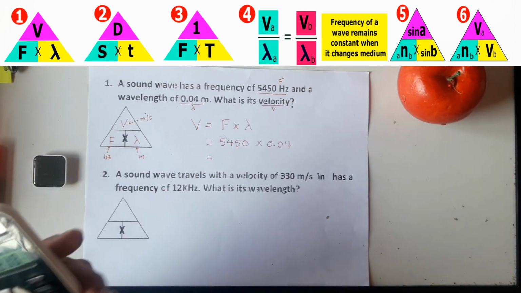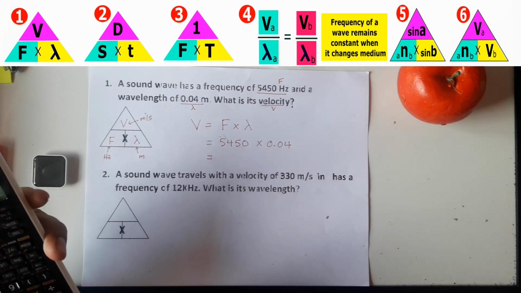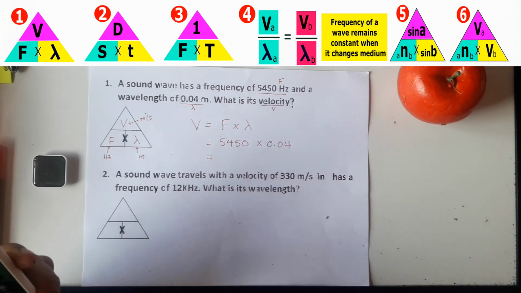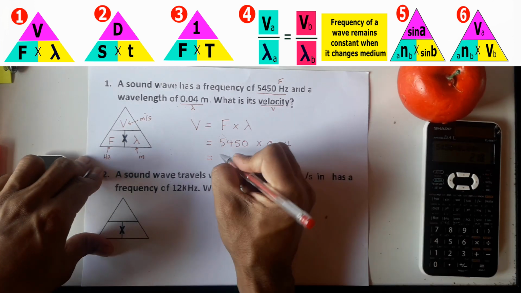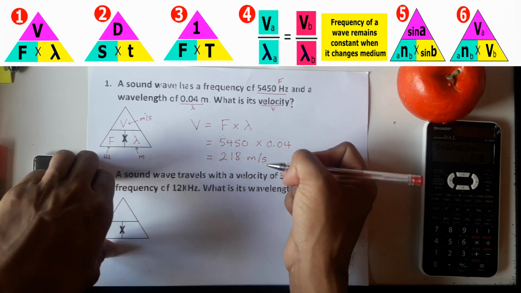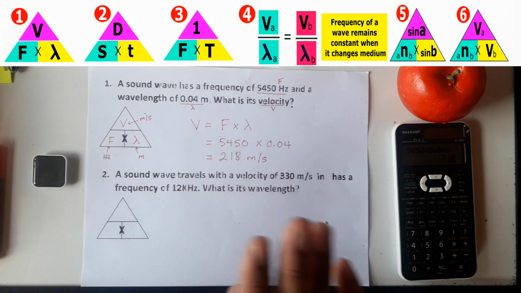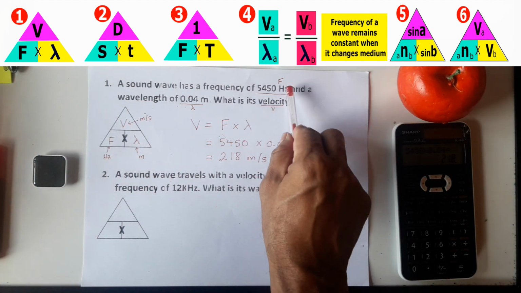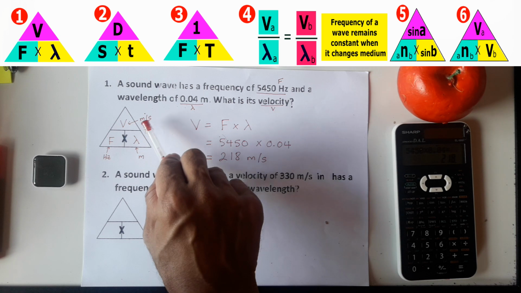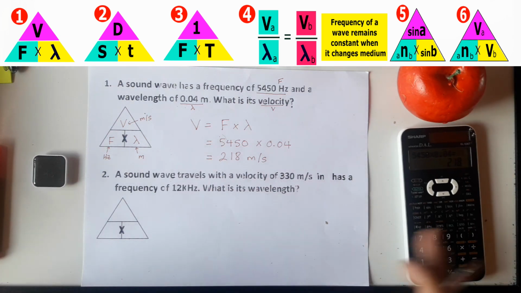Alright, so let's see. I'm double checking my work in here. 5450 multiplied by 0.04, and that gives me 218. And my answer would be in meters per second. Alright, so that's our velocity. Now, this question had no tricks in it. All the units were as the formula required. A question like this is possible in the exam, but don't expect too many marks for it. Alright, let's try a second question here.